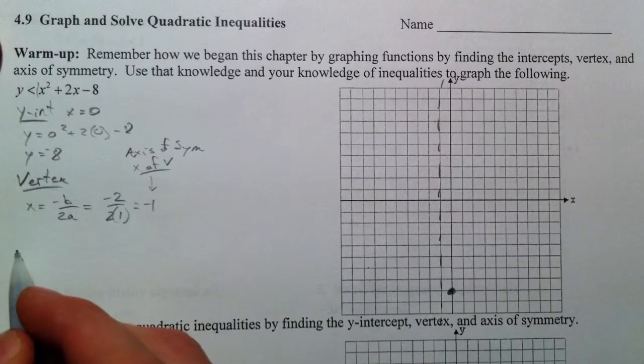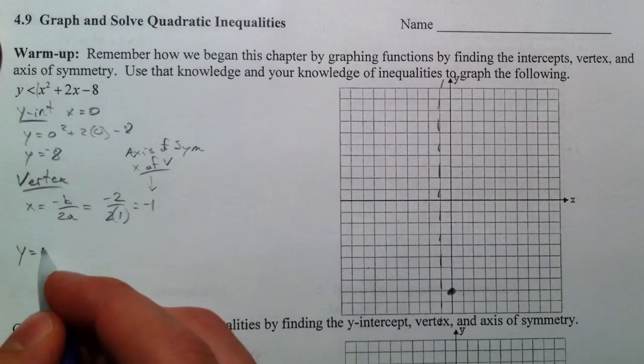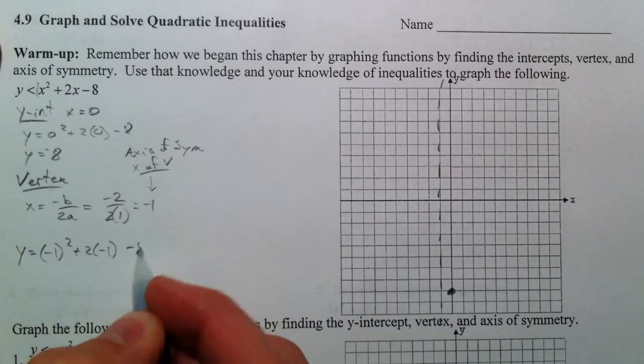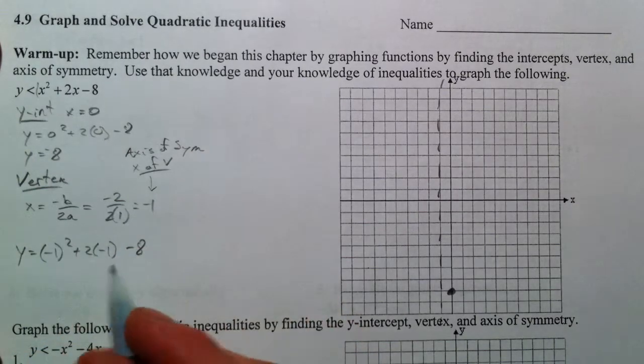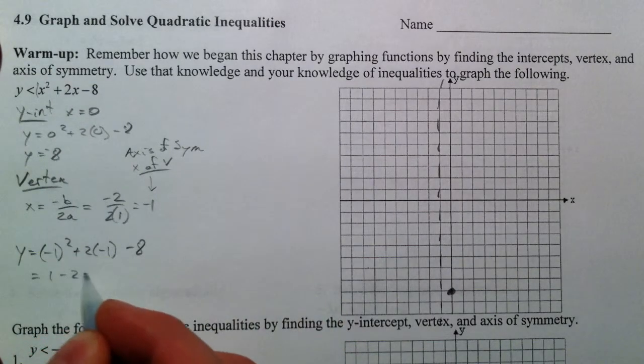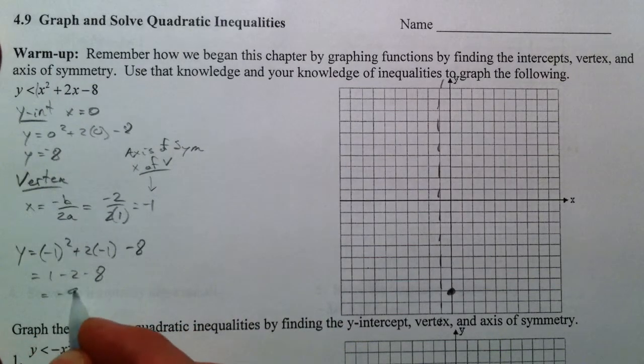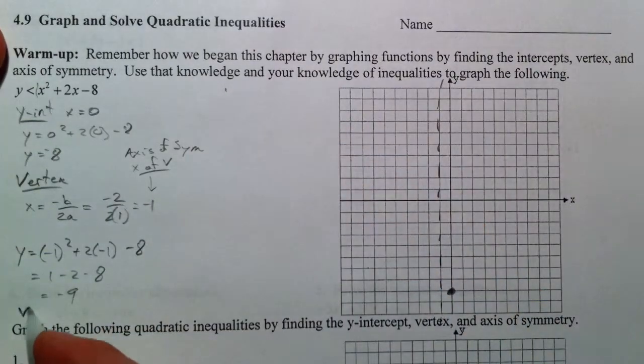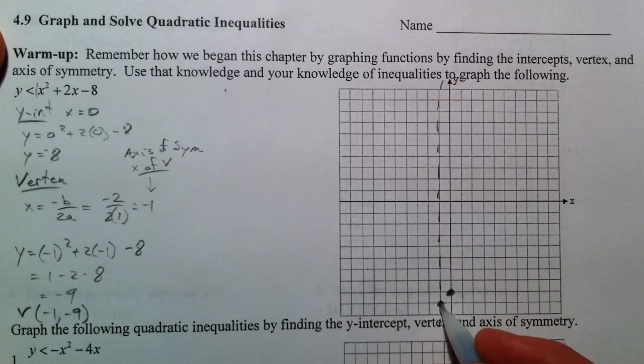So if you plug it back in, you find the y. So negative 1 squared plus 2 times negative 1 minus 8. So that's 1 minus 2 minus 8, or negative 9. So the vertex is negative 1, negative 9. And so we also found the axis of symmetry, so we can reflect this over.